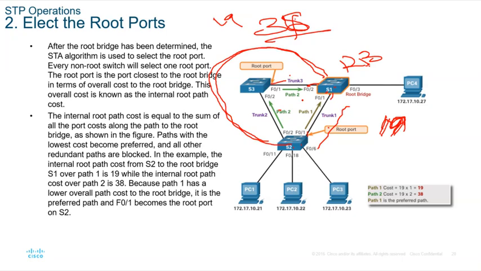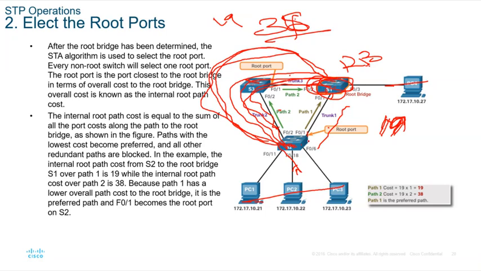But still you can change this. If you want all these computers to communicate with this one here through this, you can do that. If you make this a root bridge, then automatically the communication has to go through this. But if you make this the root bridge, then why should it go through this, when the distance here is only 19 compared to 38?